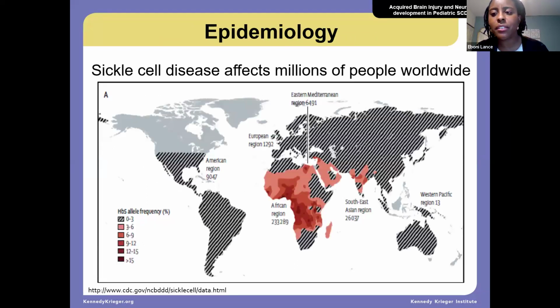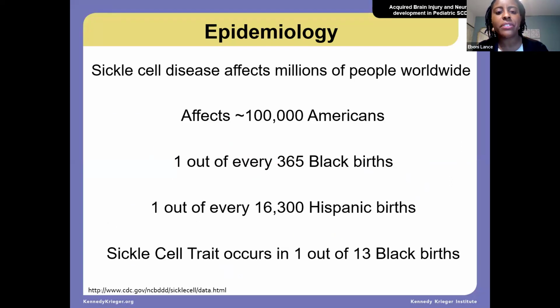So sickle cell disease is a global disease. It affects millions of people worldwide, predominantly in sub-Saharan Africa, India, the Middle East, and the Mediterranean area as well. However, in the United States, it's actually considered a rare disease, affecting about 100,000 Americans and primarily affecting people of color.